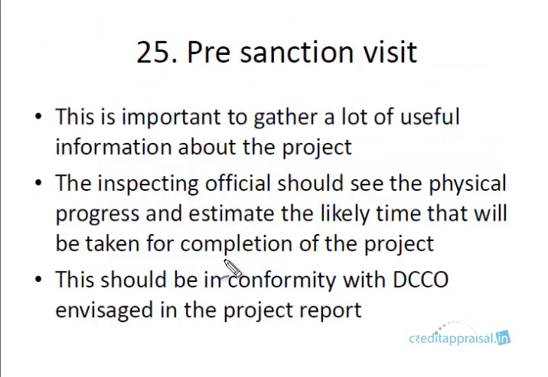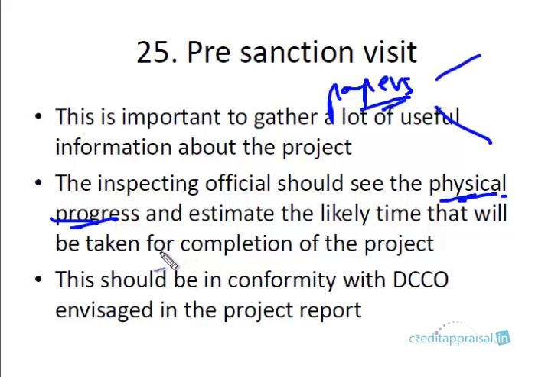So the pre-sanction unit visit is very important because it will give an idea of the physical progress. The company will be submitting some papers, and that is one thing, but physical inspection is totally different. You'll get an idea of the actual progress of the project, and your DCCO should be fixed accordingly, based on the physical progress of the project.